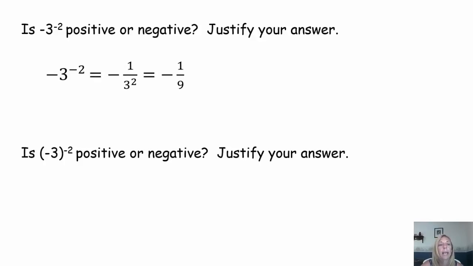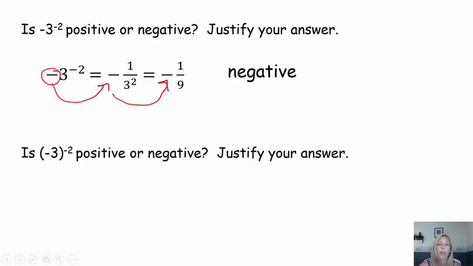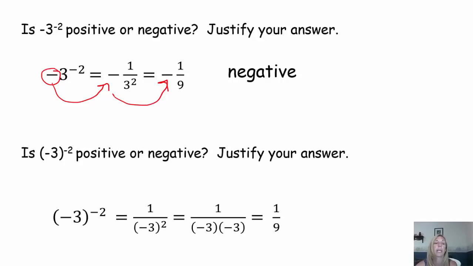For the first one, negative 3 to the negative 2nd power, try to remember that that negative sign is not connected with parentheses. So it has to stay with the problem. Notice that it does. So this answer will be negative. Let's look at the next one. Notice that the parentheses are around the negative 3. That means that they have to stay with that negative 3 when I'm multiplying. And we know a negative times a negative is a positive, so your answer on this one should be positive.